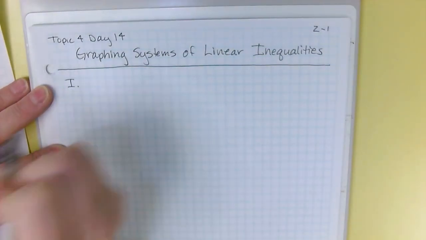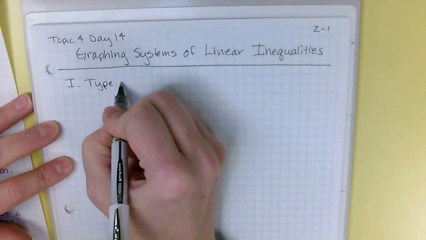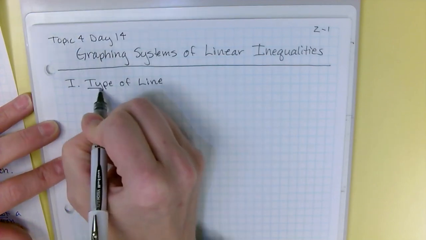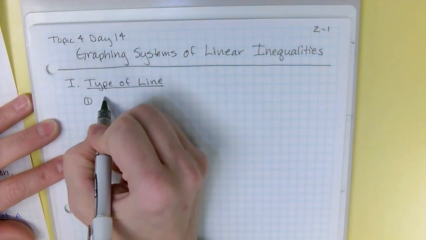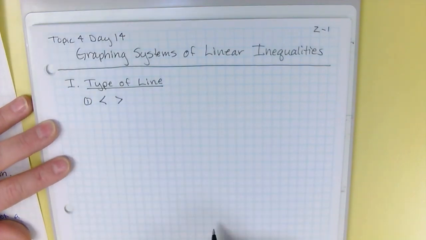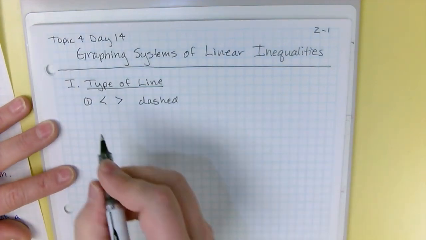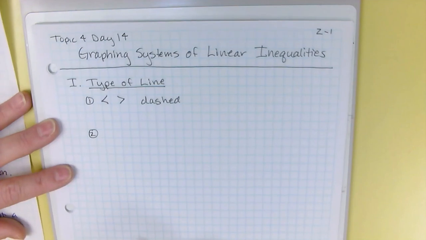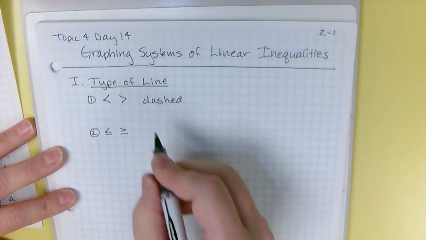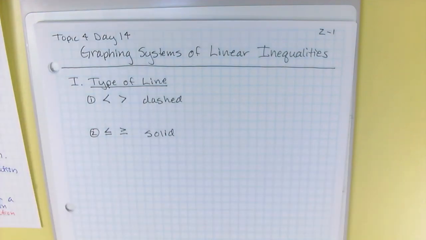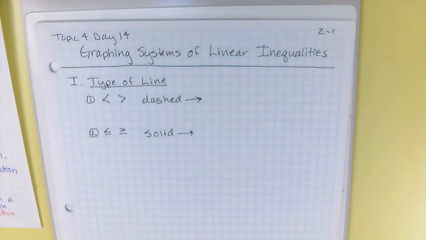So the first major difference between a linear equation and a linear inequality is the type of line that you're going to draw. There are two families of lines. If your inequality is a less than or a greater than, your line is going to be dashed. If your inequality is less than or equal to, greater than or equal to, your line is going to be solid. Now you might ask, why do we have the different lines? It's because they mean different things.